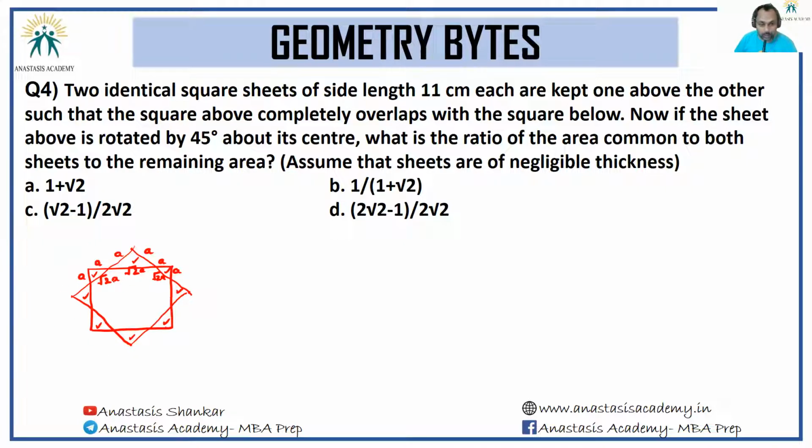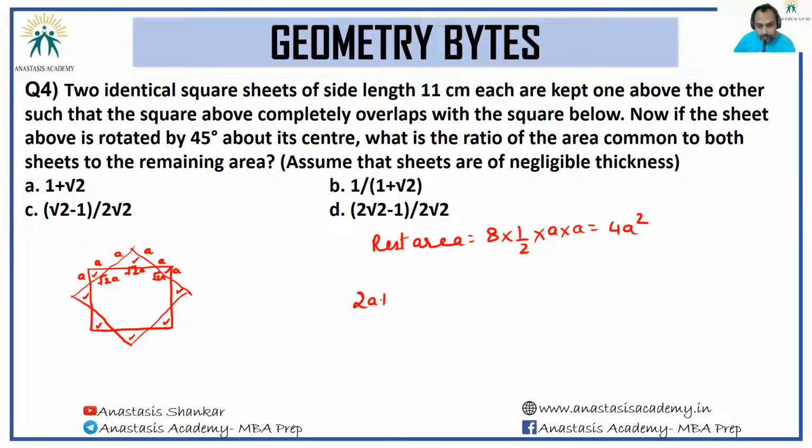The ratio asked is the area common to both the sheets to the remaining area, which will be these 8 smaller triangles. Uncommon area or rest area is easy to figure out. 8 into half into A into A, or 4A square. This will be the rest area. Now, the area common is an octagon, which is as good as the big square minus 4 smaller triangles on the corner.